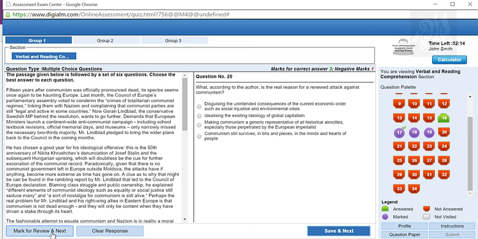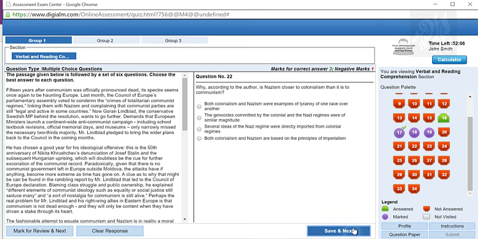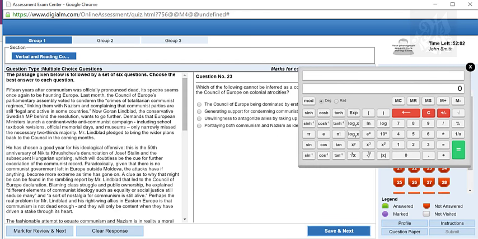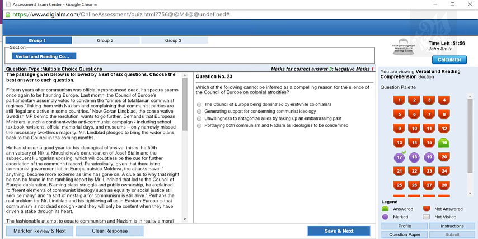So answered is going to be green, mark for review is going to be purple, marked for review and answered is going to be purple with a tick mark on top, and just save and next is going to be red. Right, that's about the calculator. I have given you the entire video. You can check it out on my YouTube channel, the entire video explanation of the calculator. And precisely that's about the interface.